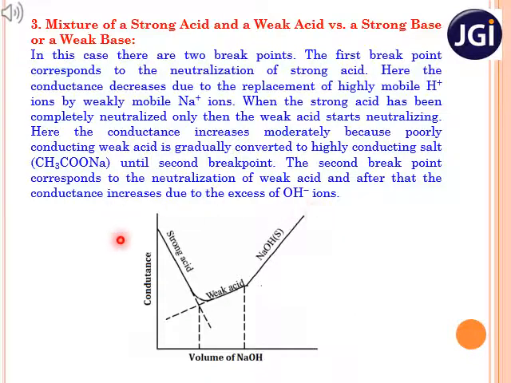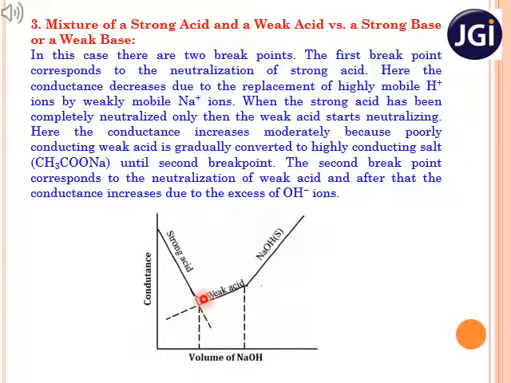The conductance is maximum in the beginning before the addition of base, that is sodium hydroxide. This is due to the highly mobile H+ ions of strong acid, that is hydrochloric acid. When base is added in small increments, the highly mobile H+ ions are replaced by Na+ ions, which are relatively less mobile than H+ ions. Therefore, the conductance decreases. When all hydrochloric acid gets neutralized completely, then acetic acid starts reacting with sodium hydroxide.